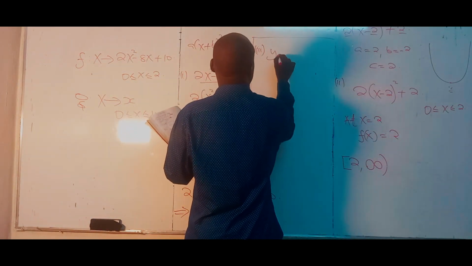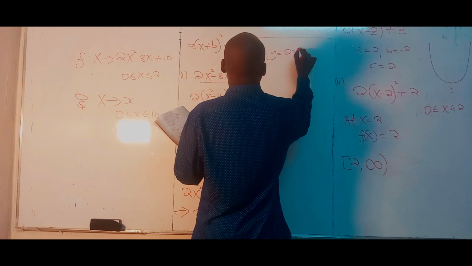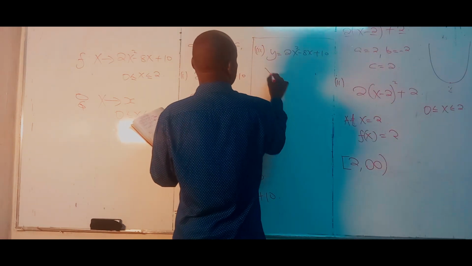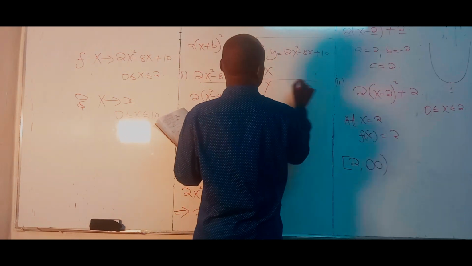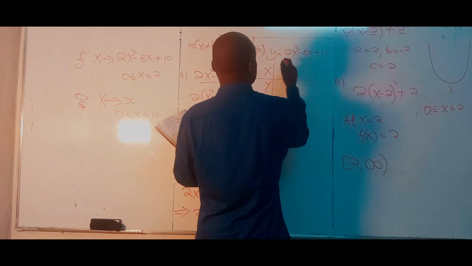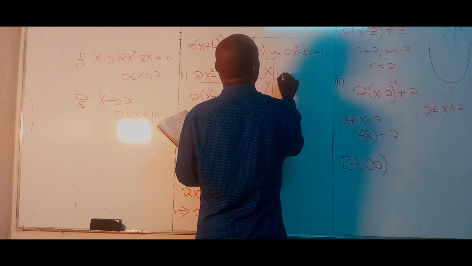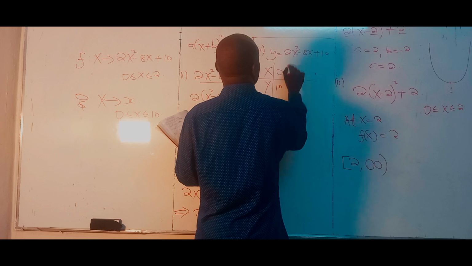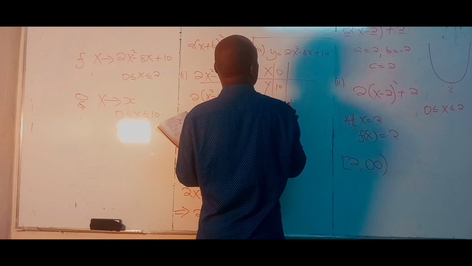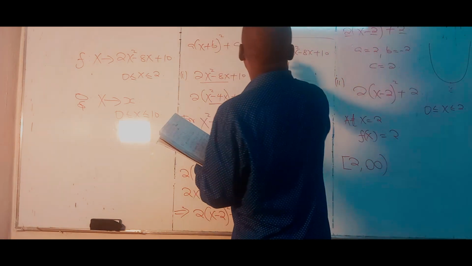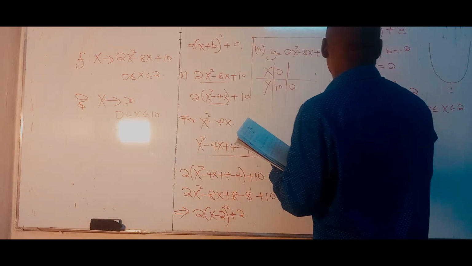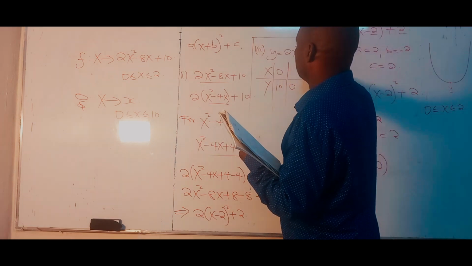I'll now say y is equal to 2x squared minus 8x plus 10. Then I'll definitely do a grid xy like that, because I want to plot. And I see that when x is 0, y is 10. And when y is 0, then we should be having the roots of this. Like that. Then you plot.